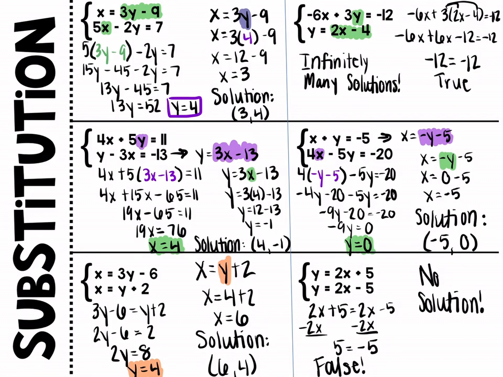And if you notice, their slopes are parallel, so that means they're never going to touch. So that means it is no solution. So we could label that system of equations as inconsistent because there is no solution.